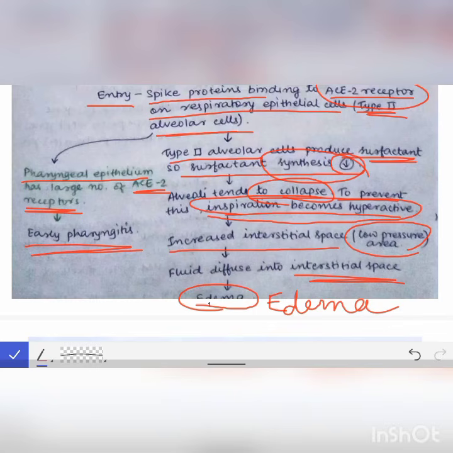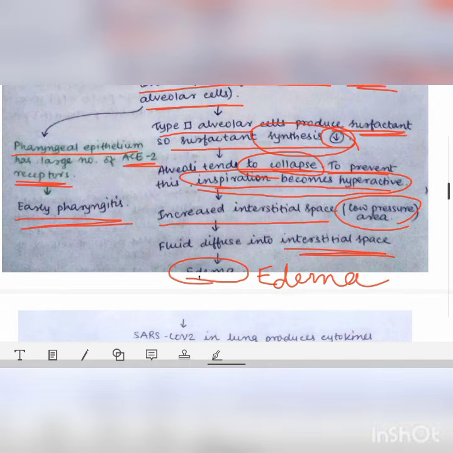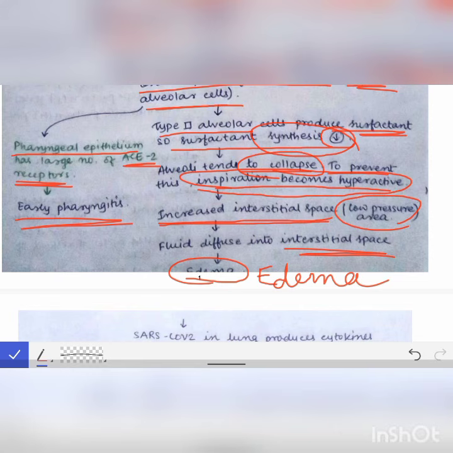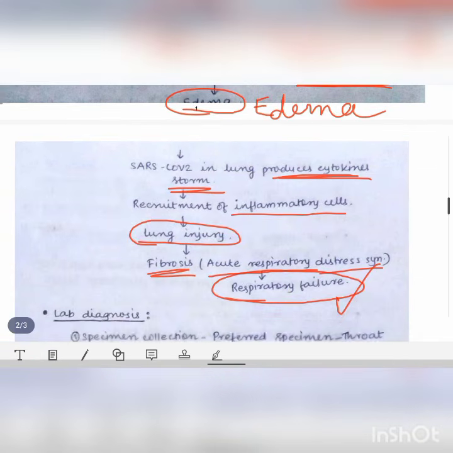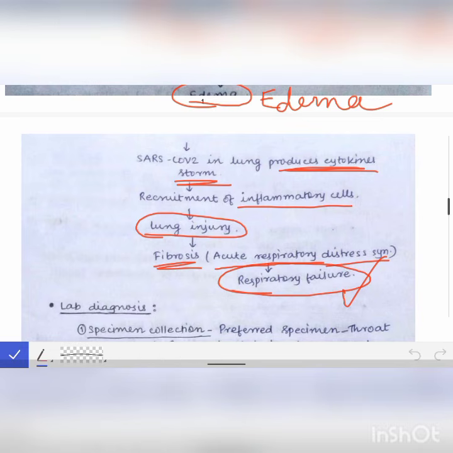As the inspiration becomes hyperactive, the interstitial space increases. When the volume of the interstitial space increases, the pressure in that interstitial space decreases, leading to diffusion of fluid from the higher pressure area to the lower pressure area, which is present in the interstitial space. The fluid accumulates in the interstitial space, and that leads to edema. And once edema occurs, a pneumonia-like condition occurs.